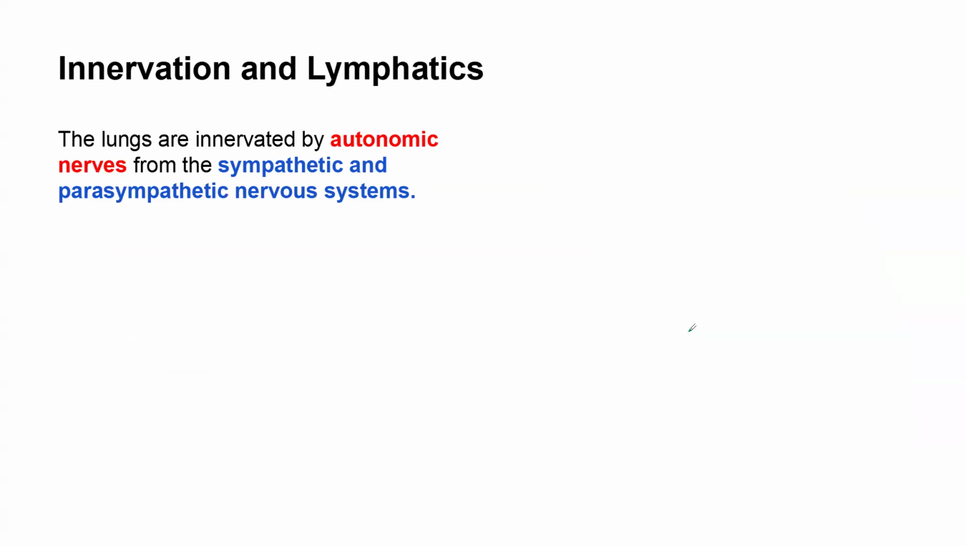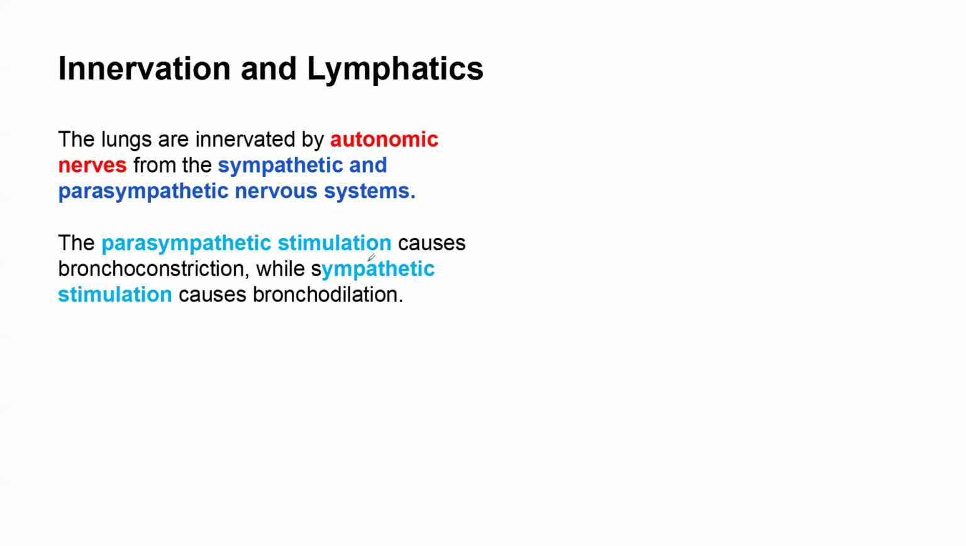Then the innervation and lymphatics. The lungs are innervated by autonomic nerves from the sympathetic and parasympathetic nervous systems. This means that in the lungs there are various nerves that connect the lungs and other parts of the body, and these nerves are autonomic nerves coming from the parasympathetic and sympathetic nervous systems.